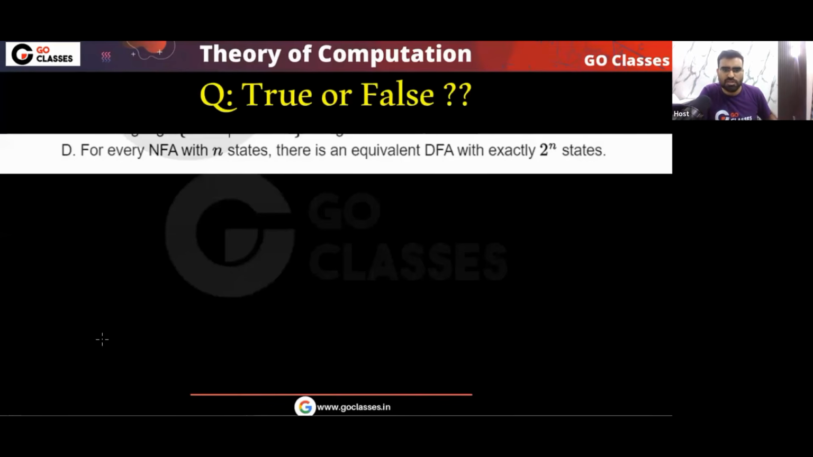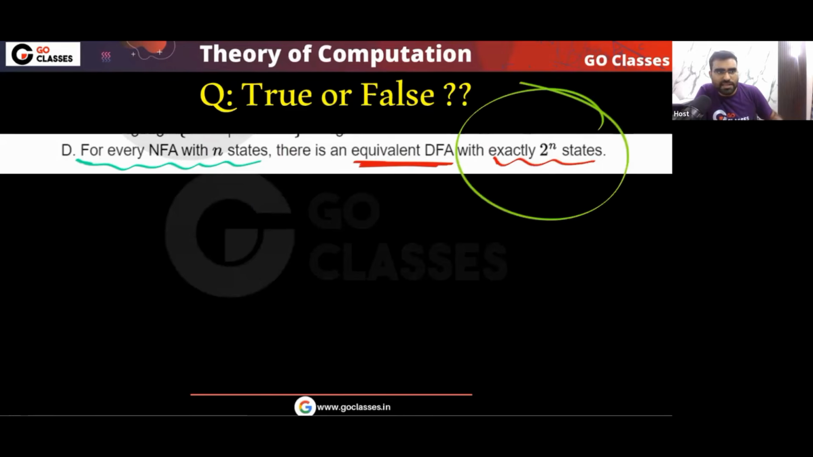Tell me the answer for this question. For every NFA with n states, there is an equivalent DFA with exactly 2 power n states. This statement is true or false? This statement is true. Yes or no? This statement is true. Why is this statement true?